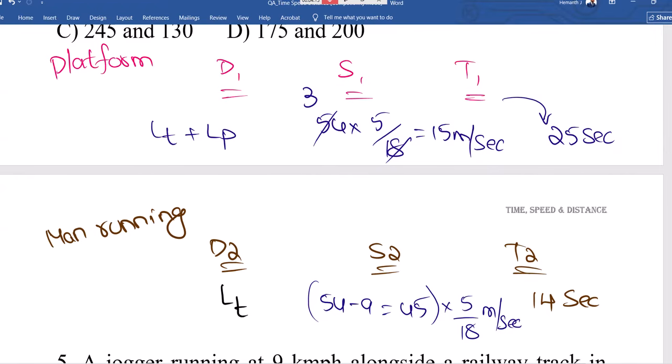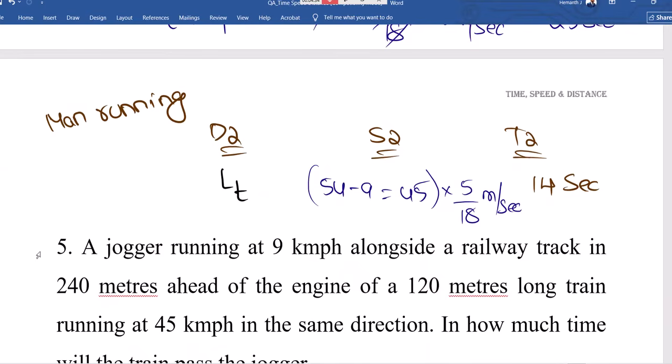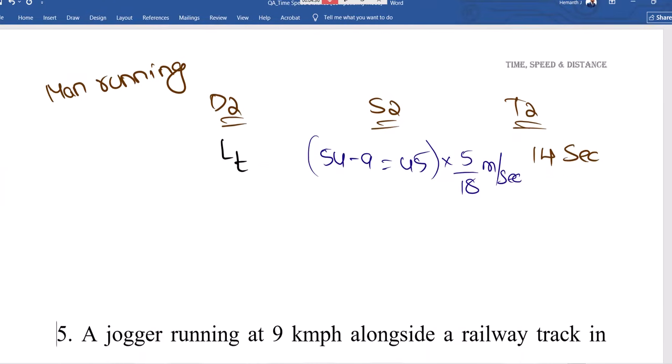Now if you observe, the question is regarding length of the train and length of the platform. In all options, length of the train is different. If you calculate length of the train, then you are done with the question. Okay, we'll calculate platform also, fine. But in this question, length of the train is sufficient to address what is the right option. So D2 equal to S2 into T2.